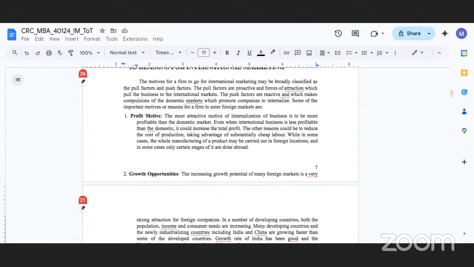So, the next aspect that we are going to consider is why we are looking at entering into the international market. Now, when we are talking in terms of the motive for a firm to go internationally, it can be considered in terms of pull factors and push factors. What are pull factors? Pull factors are proactive. They are the forces of attraction which pull the business to the international market.